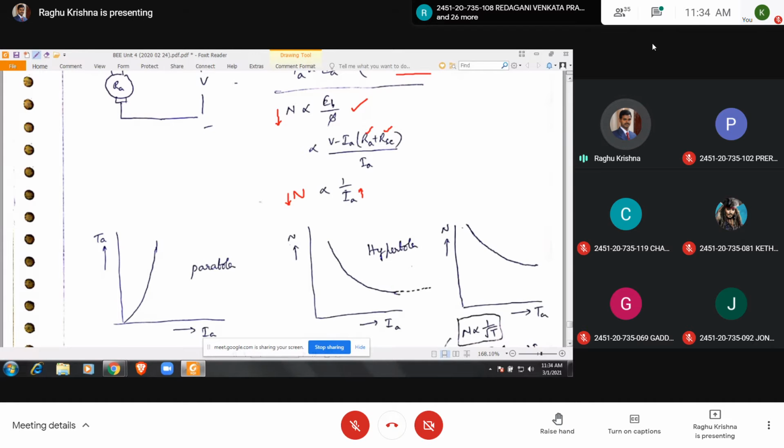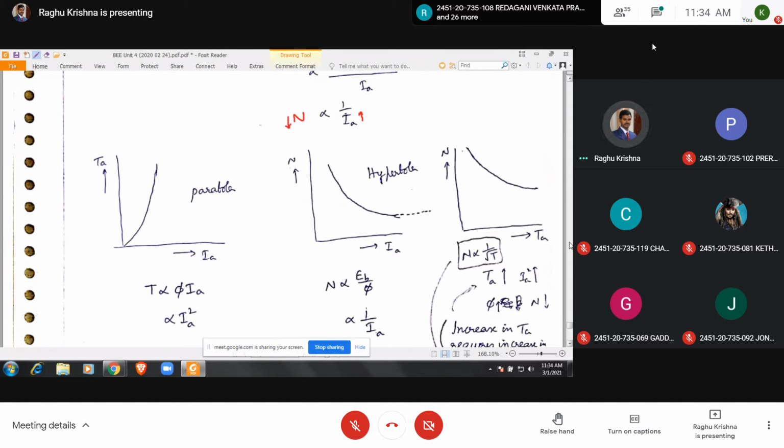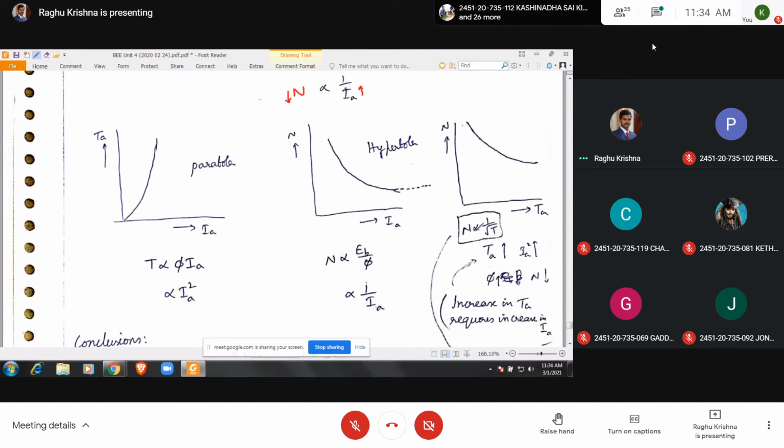Similarly, you are going to get speed versus torque as a hyperbola. Here, how you got this means, speed is proportional to 1 by under root of torque. Torque can be increased by increasing the Ia.